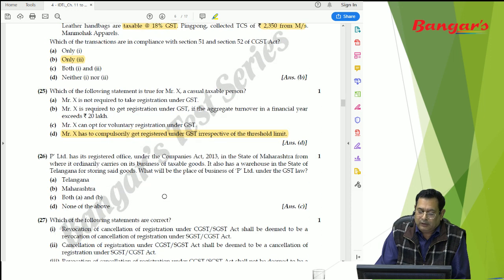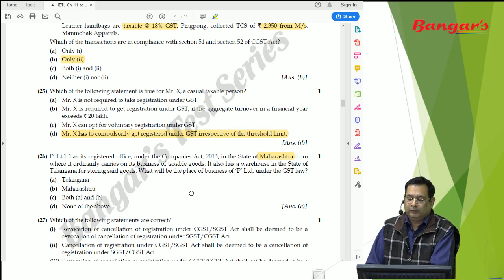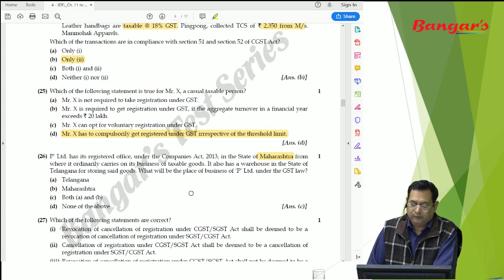Mr. P Limited, a company registered under the Companies Act with its registered office in the state of Maharashtra, ordinarily carries on the business of taxable goods from that place. It also has a warehouse in the state of Telangana for storing the said goods. What will be the place of business of P Limited under GST law? It will be both Maharashtra and Telangana.